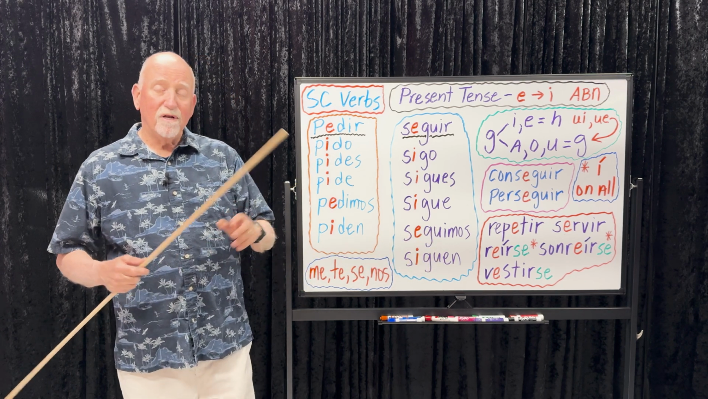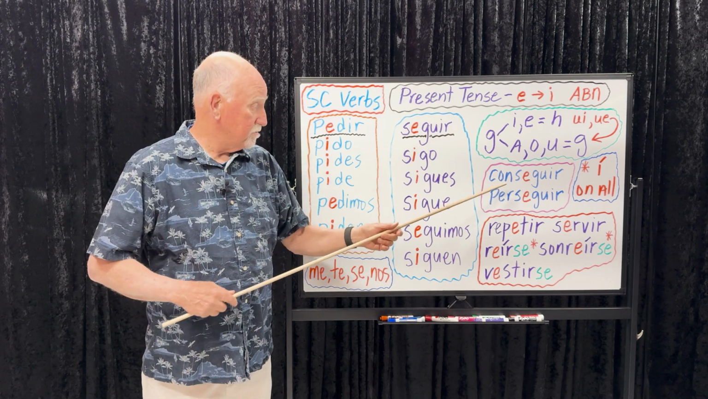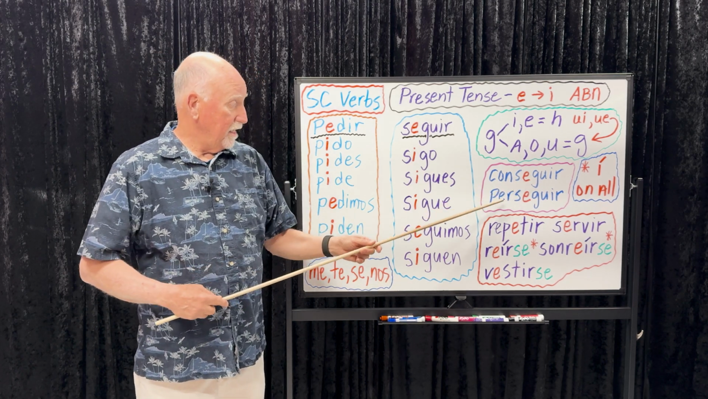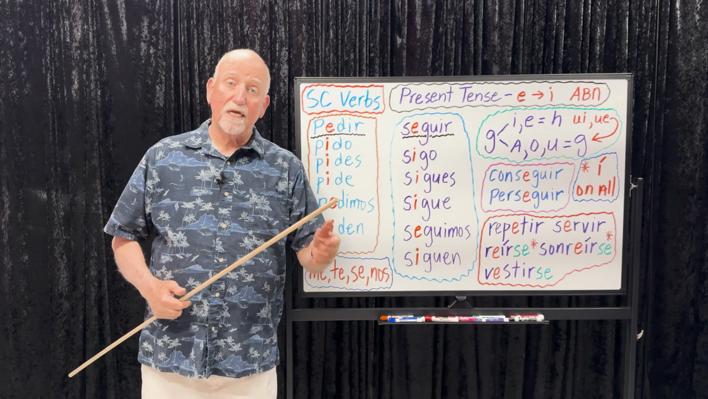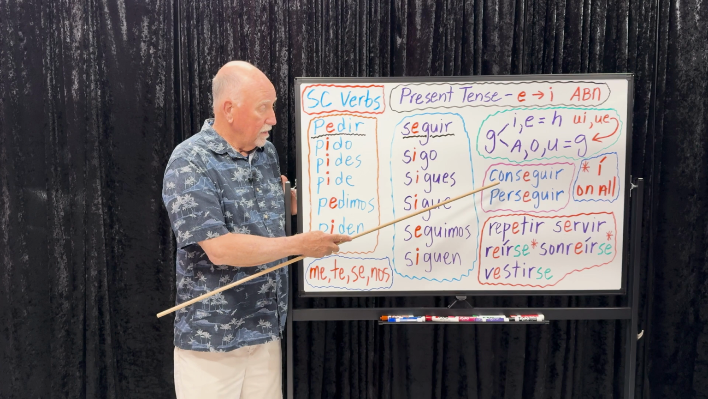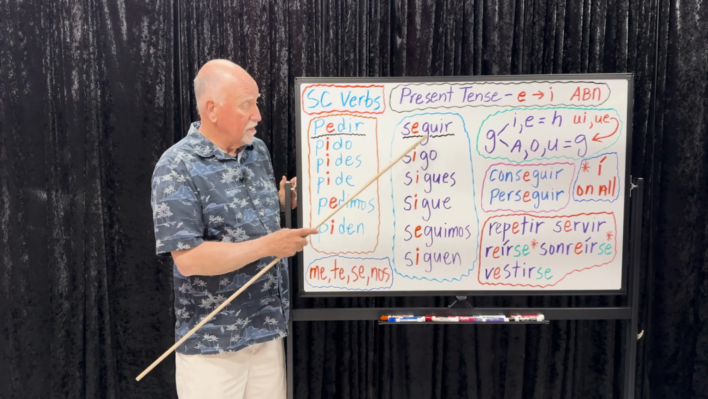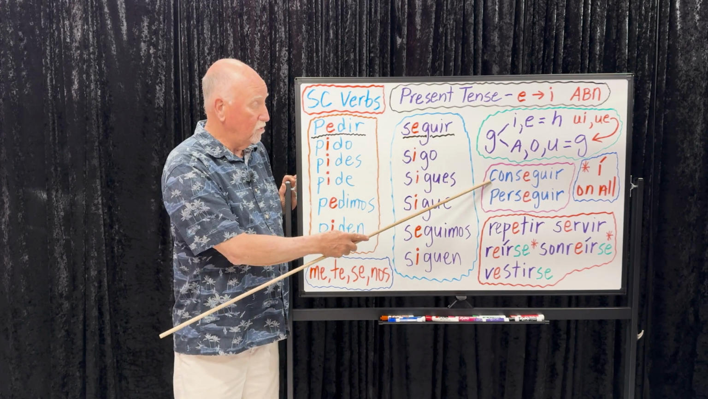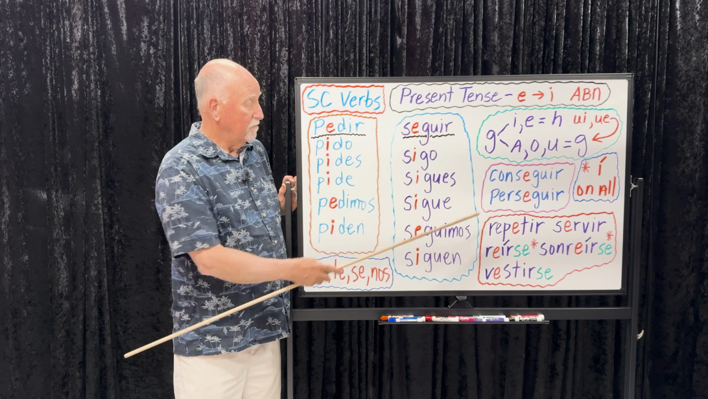Okay? There aren't many verbs like this. We have two other verbs. Conseguir means to get, and perseguir means to pursue or to chase, like a car pursuit, right? Okay, so conseguir and perseguir are done just like seguir, except they have the con in front or the PER for perseguir.